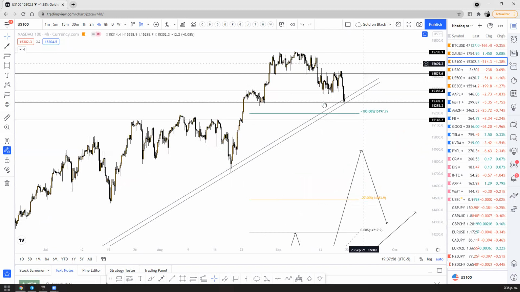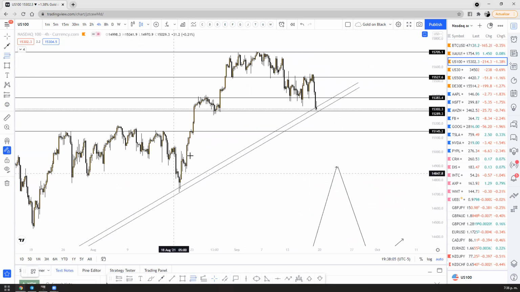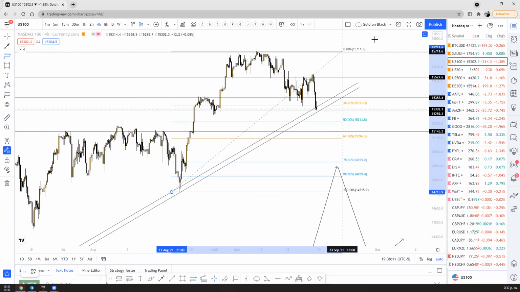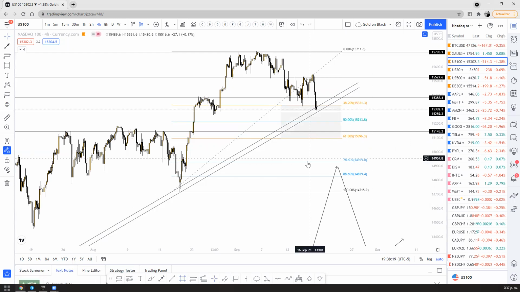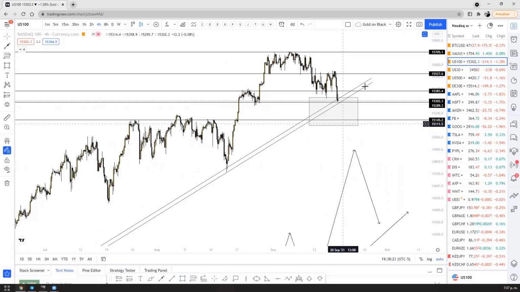So let's see what's going on here. Let me remove the Fibonacci here. I'm going to use the Fibonacci from this push. You see this big push from the low to that very high right there. I'm going to highlight the entire zone. The price could actually react to this entire zone, of course, if the price wants to continue pushing up.